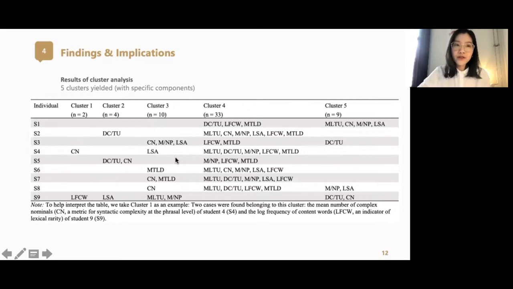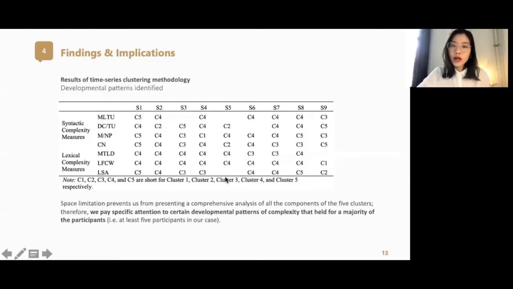So far, we have confirmed the existence of different developmental patterns at the cluster level. In order to understand how the patterns can be mapped onto the development of different aspects of complexity, we zoomed in and examined the components that composed each cluster as it is represented in this table. The table in this slide contains similar content to the previous one, but shows the development of different aspects of complexity for different participants more clearly.